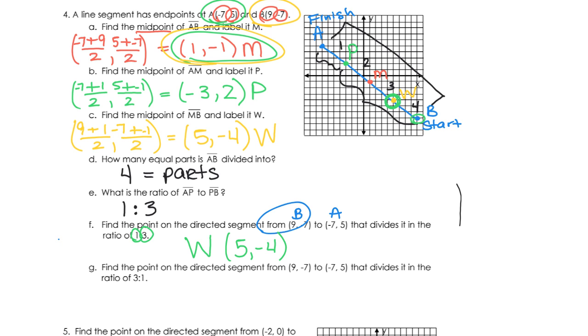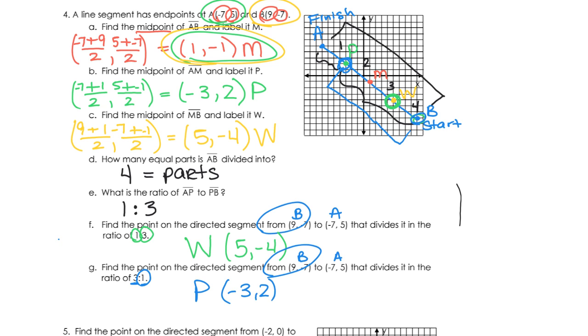All right, part G is extremely similar, but they're saying find the point on the directed line segment from 9, -7, which is still B, to -7, 5, which is still A, that divides it into a ratio of 3 to 1. So what that means is that you still want to start at B, but you want to travel 3 equal parts. So if you travel 1 equal part, 2 equal parts, 3 equal parts, that puts you at P, and that means you leave 1 equal part to go, and just to make sure that you're in the right spot. And so this would be at P, and that's at -3, 2.